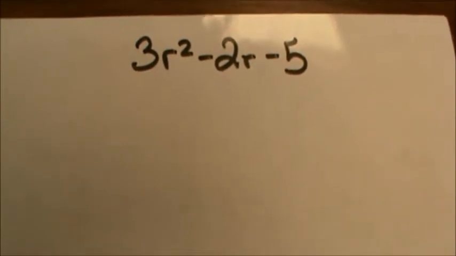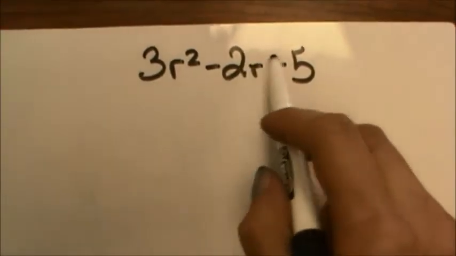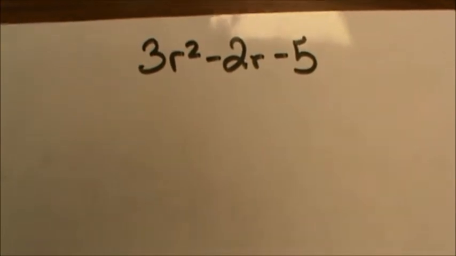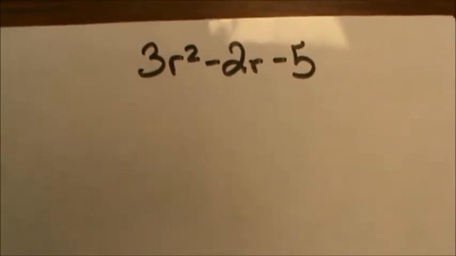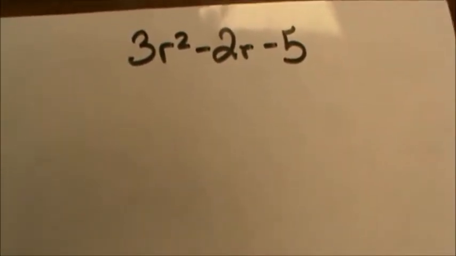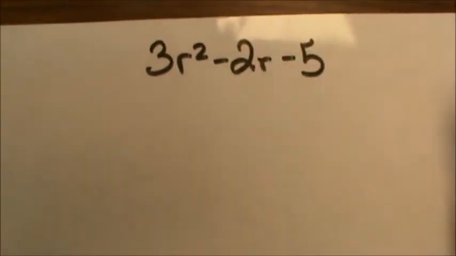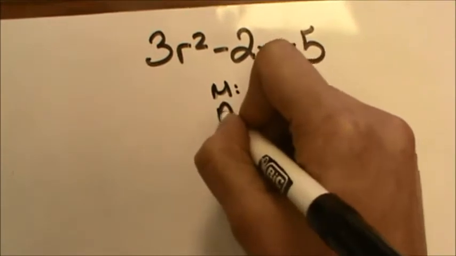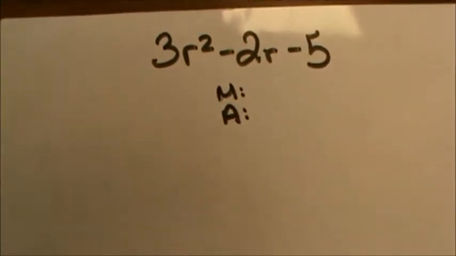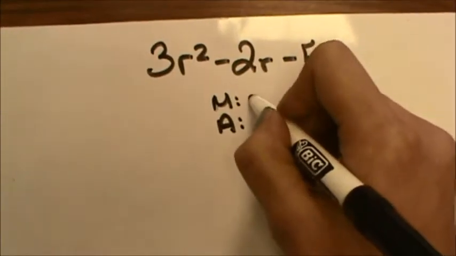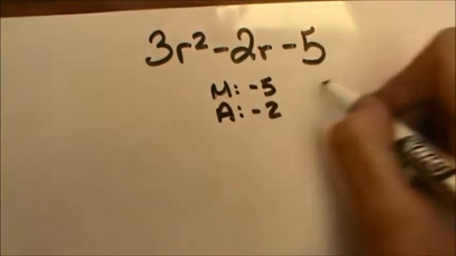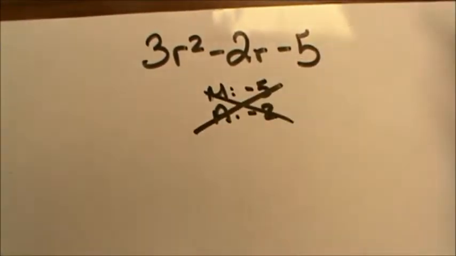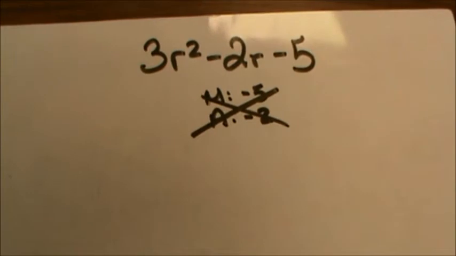Factor. 3 terms means that it cannot be difference of squares. 3 terms means it could be a perfect square trinomial, except that these are not perfect squares. I would love to just jump into finding the multiply and add to, but because the coefficient isn't 1, I'm not looking for 2 numbers that multiply to be -5 and add to be -2. This problem is much different.